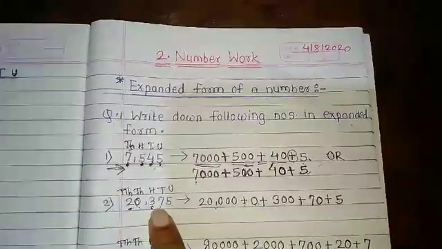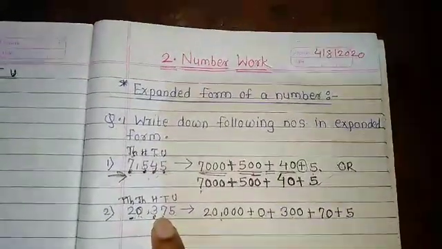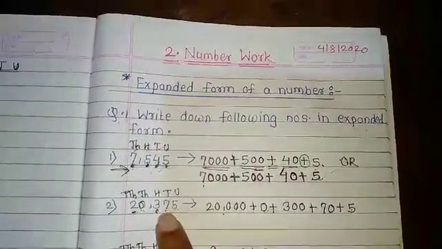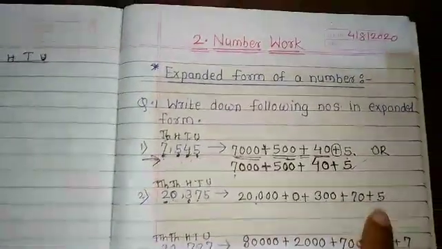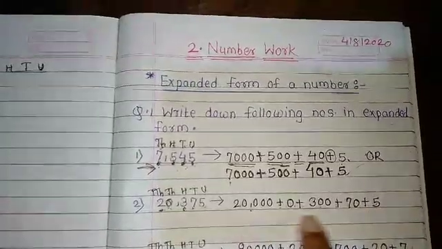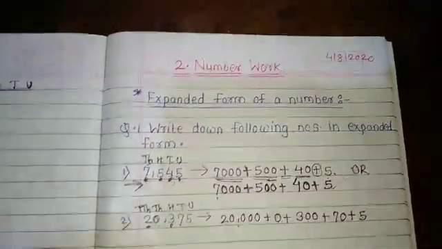Then is 7, which is at the 10 place, which indicates 70. So we are writing 70. And last is 5, which is at the unit place, a single digit. Likewise we can write the expanded form of a number.